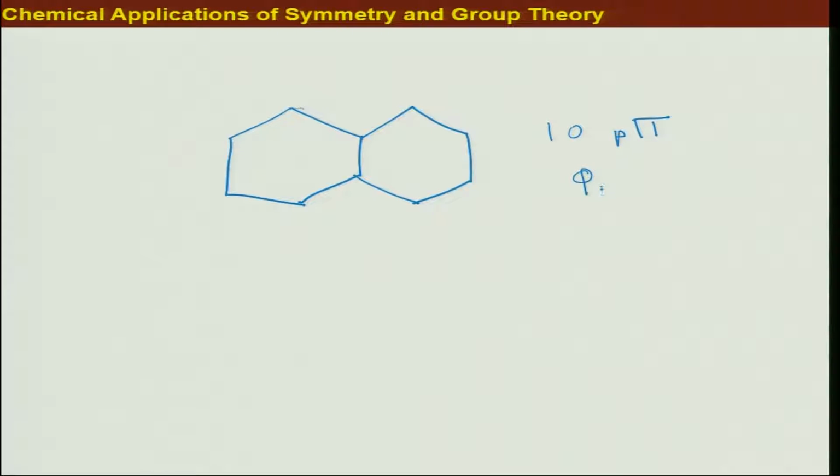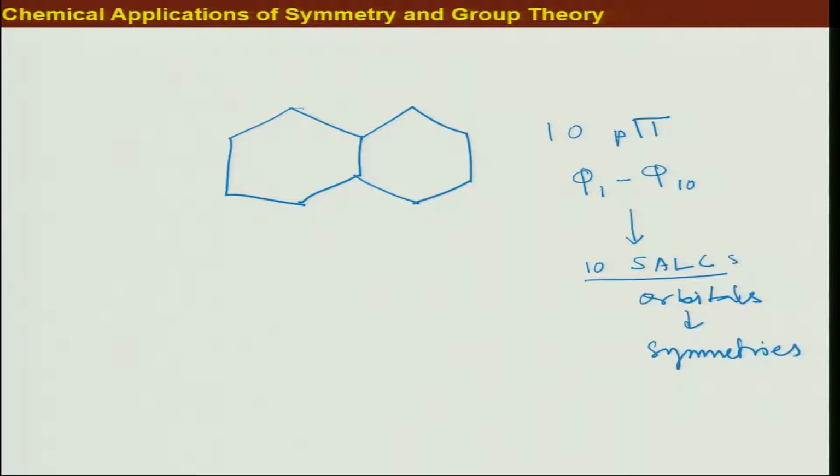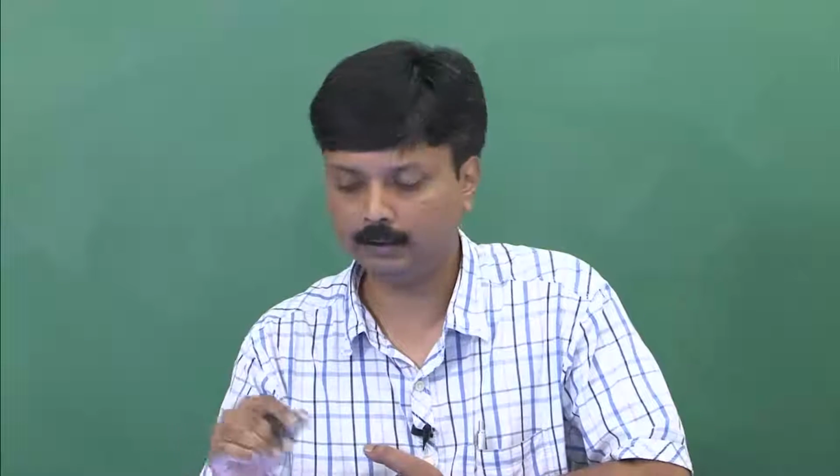So we had phi 1 to phi 10, and we formed the 10 SALCs, right. So these 10 SALCs will give me 10 orbitals essentially, and these are all pi type orbitals. Now, what were those orbitals? We also got the symmetries of those orbitals. So in the next step we got the symmetries of these orbitals, meaning the particular irreducible representation according to which these SALCs transform, that we found out.